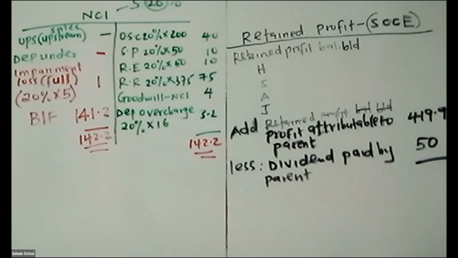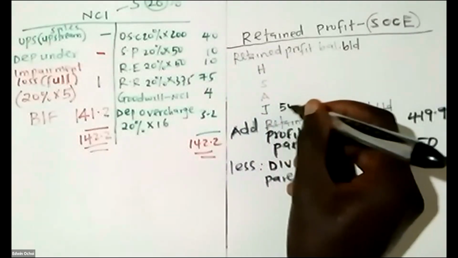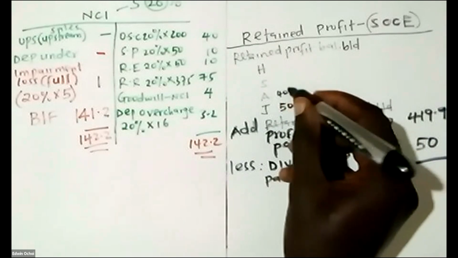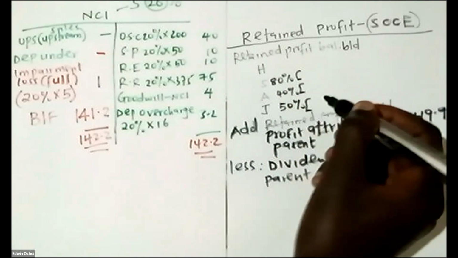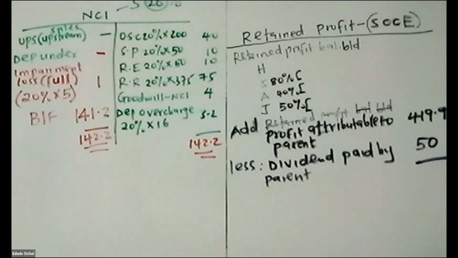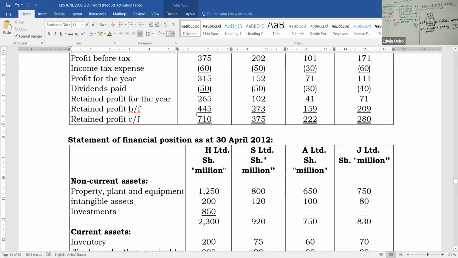Then now, what is the balance brought forward for H? Let's start with J. So this one was control up to 50. This one is 40. And this one is 80. So balance brought forward for S, A, and J. Let's start from J. To get the correct balance brought forward for J, remember there's that one you are given here, which is a retained profit brought forward. The one for J, the last column there, is 209.